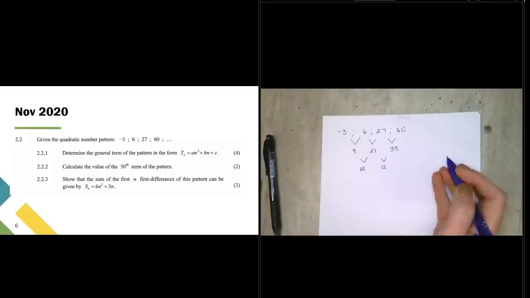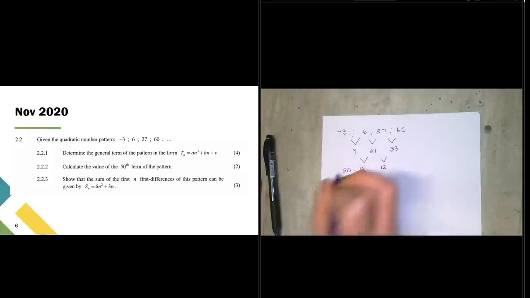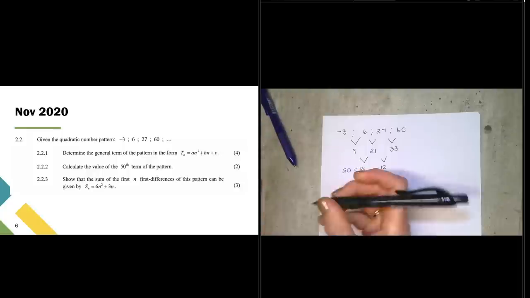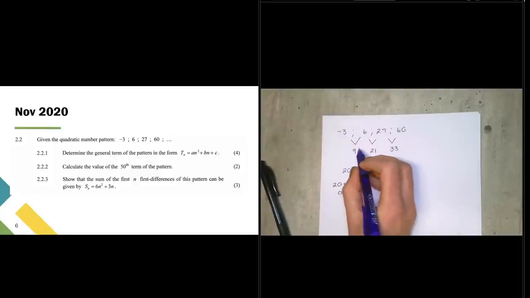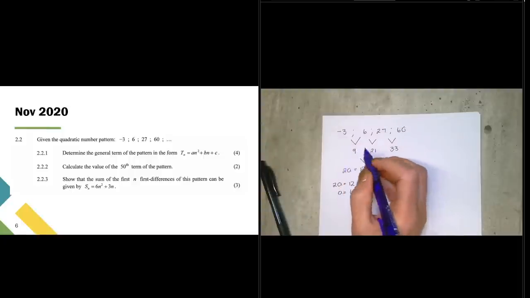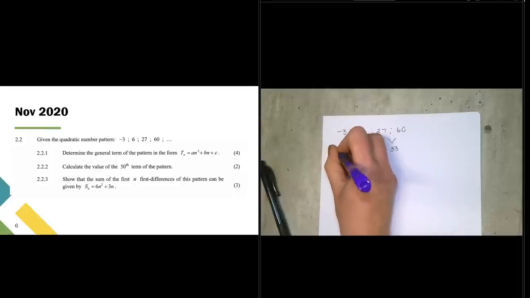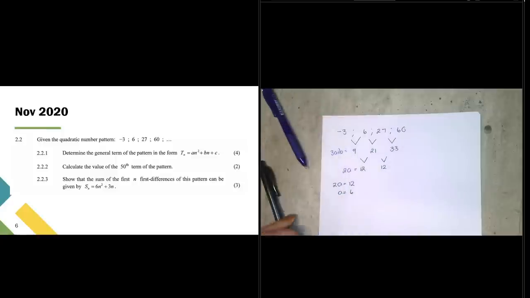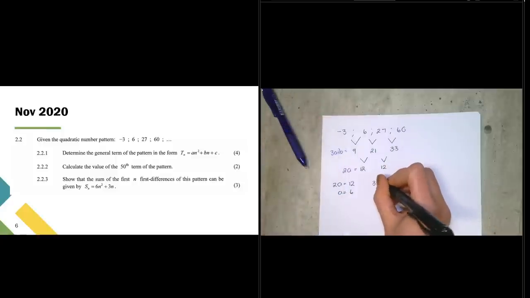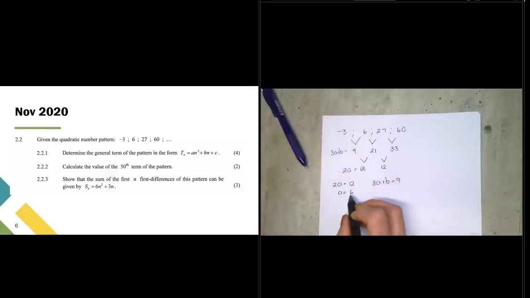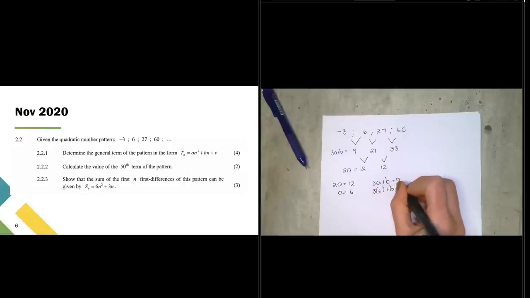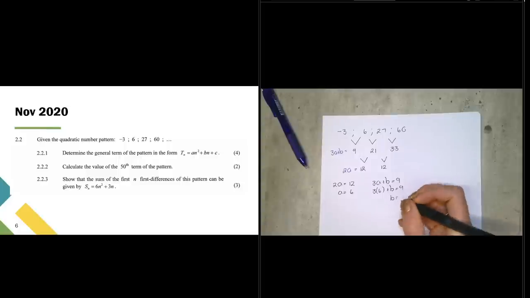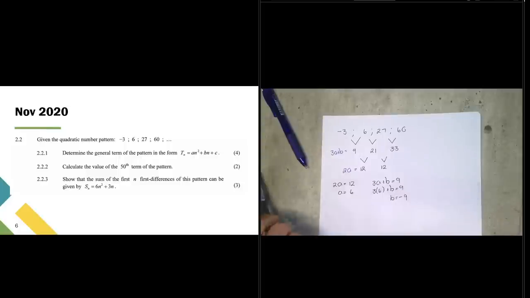Starting from the bottom up, 2a will be equal to my second difference, which is 12, so I can calculate that. 2a is 12, which means a is 6. What is the value of my first term of my first difference equal to again? 3a plus b should give me 9. I do know now from my previous calculation that a is 6, so I can substitute that in and calculate my b value. B works out to be negative 9.